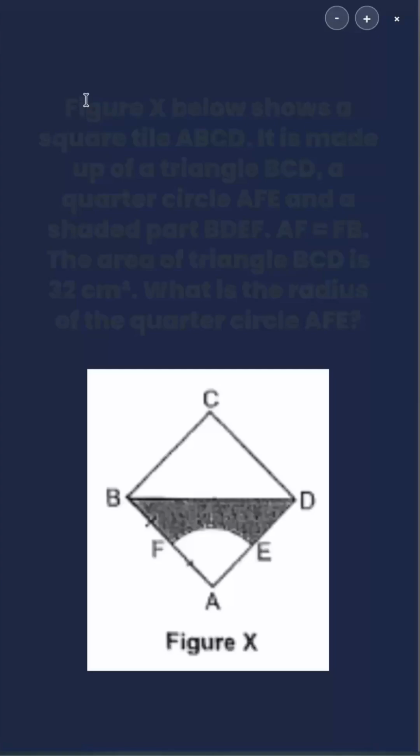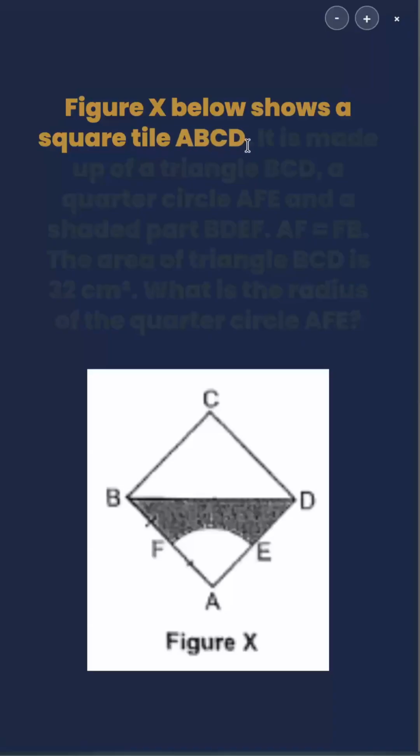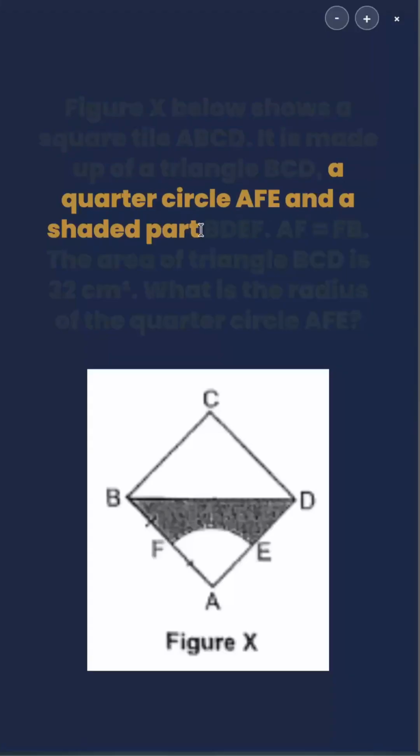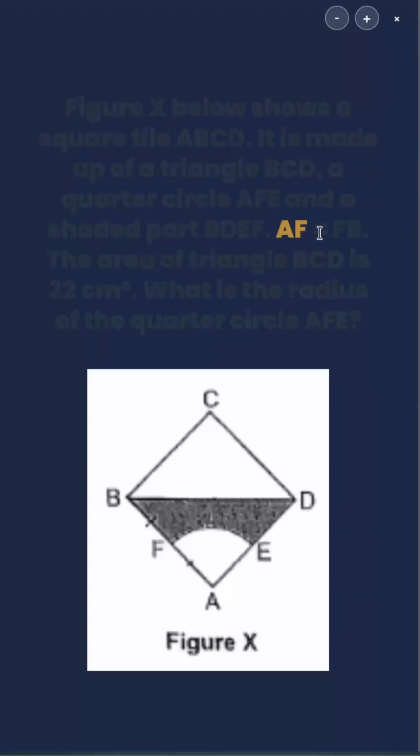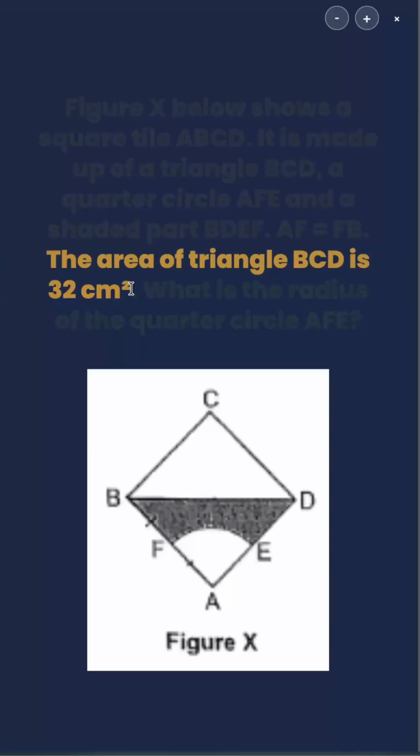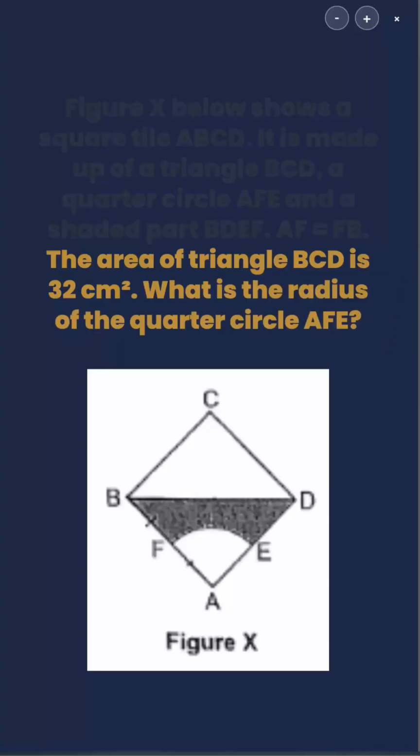Question 7, Part A. Figure X below shows a square tile ABCD. It is made up of a triangle BCD, a quarter of circle AFE, and a shaded part BDEF, and AF equal to FB. The area of triangle BCD is 32 centimeters square. What is the radius of the quarter circle AFE?